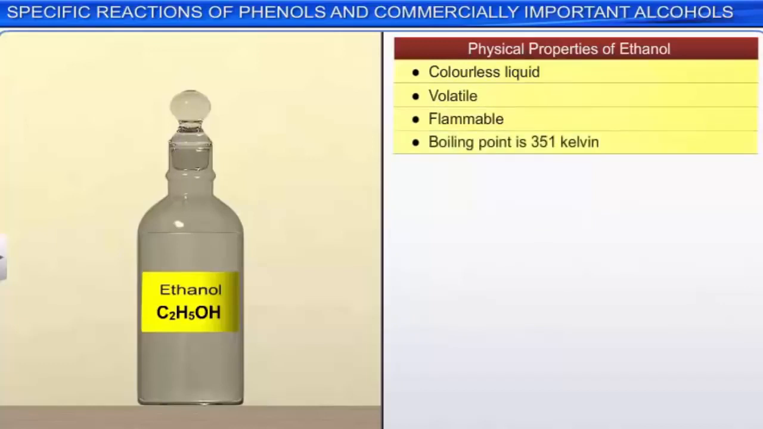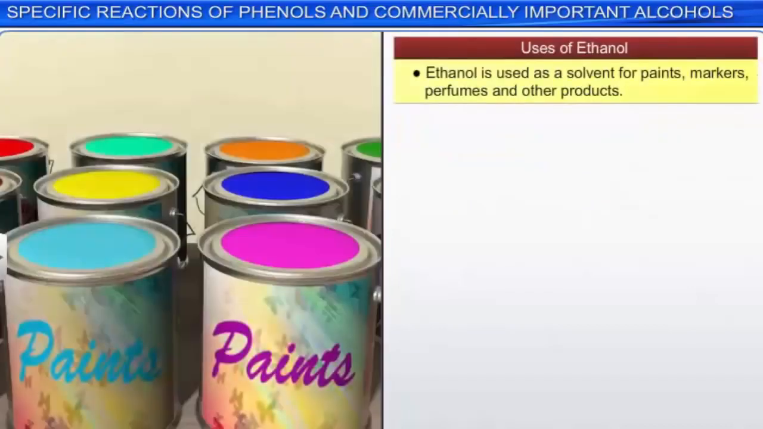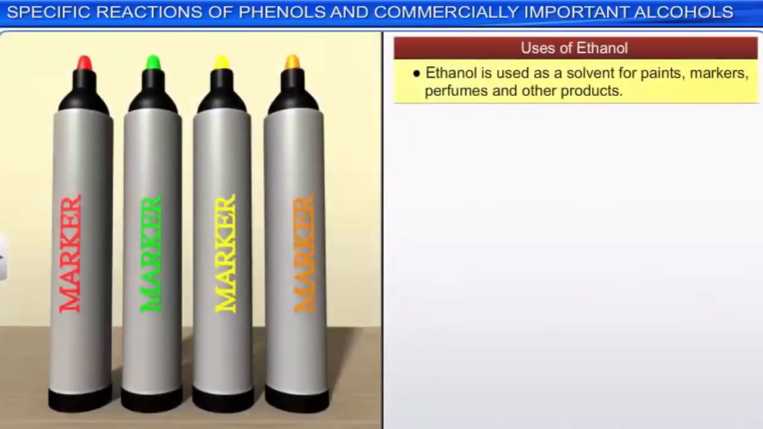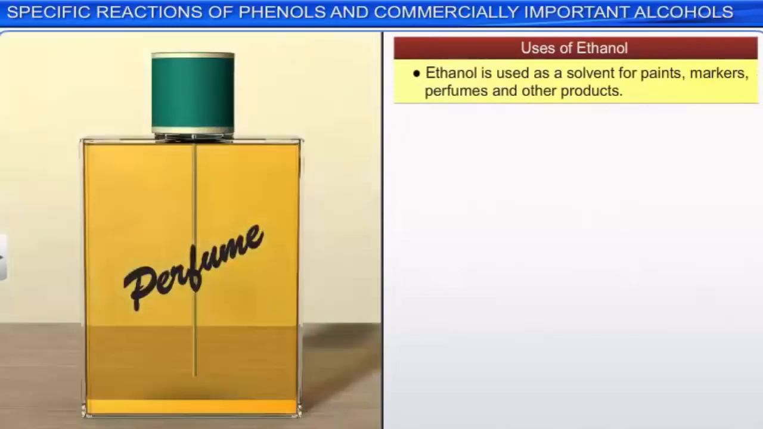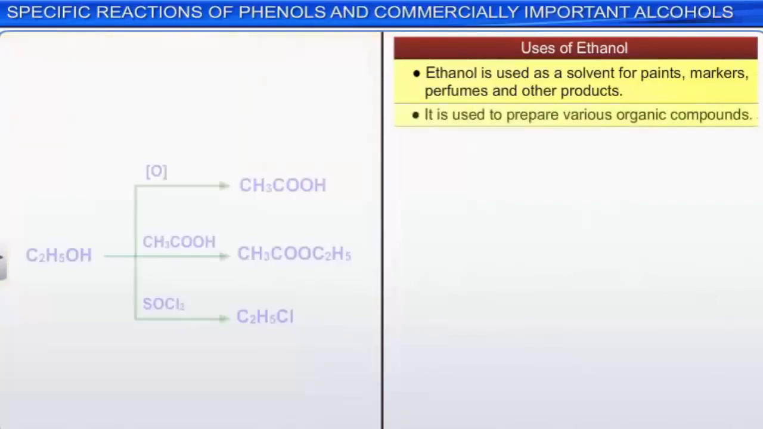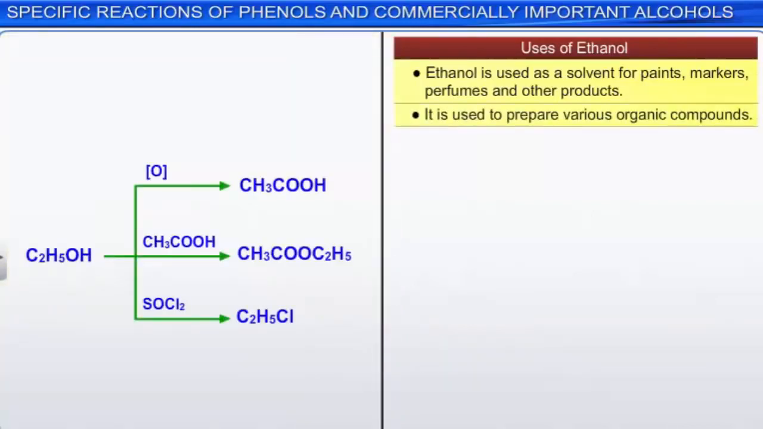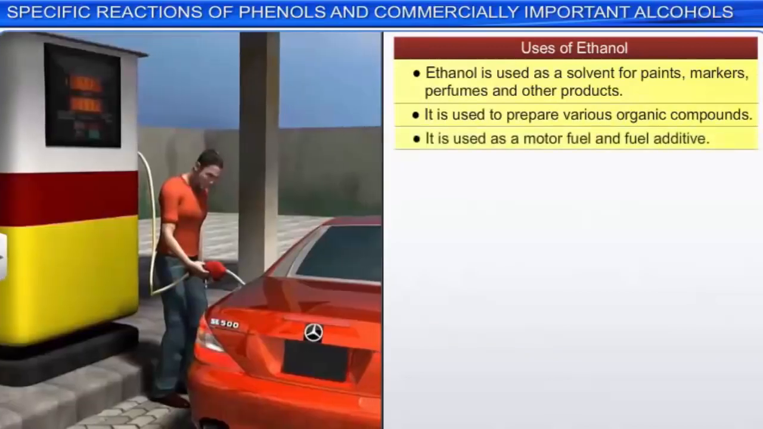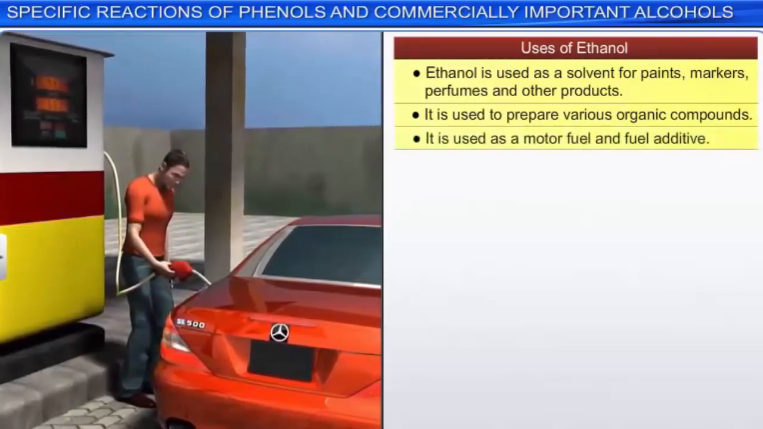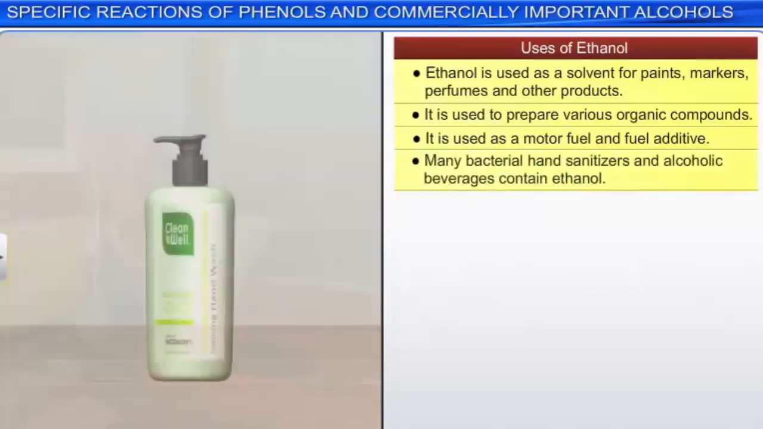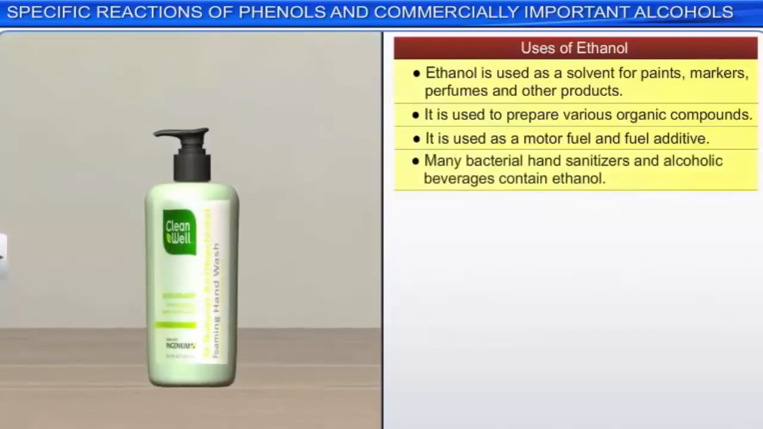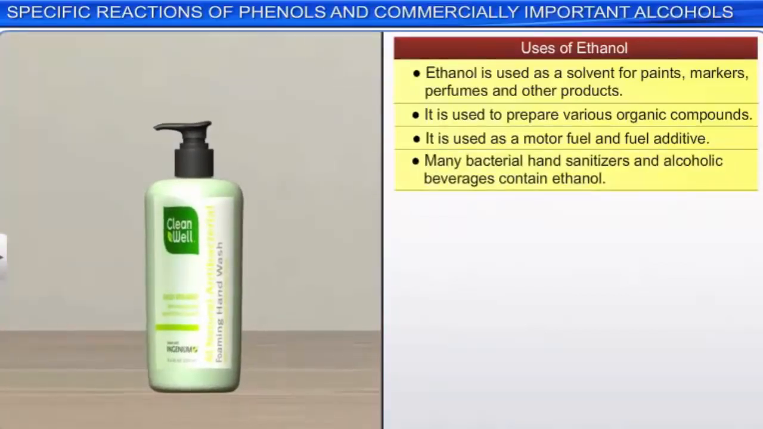Ethanol is used as a solvent for paints, markers, perfumes, and other products. It is used to prepare various organic compounds. It is used as a motor fuel and fuel additive. Many bacterial hand sanitizers contain ethanol. Alcoholic beverages contain ethanol.